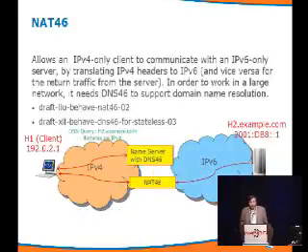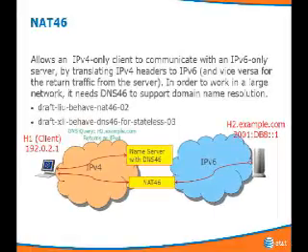So the NAT46 case is exactly the opposite. You've got a v4 client trying to get to a v6 server. I didn't go through the detailed translation example here just because the NAT64 case seems to be a little more likely in the near term than the NAT46, because I think in terms of the number of servers on the internet, there's far more v4 servers out there than v6 servers. So.